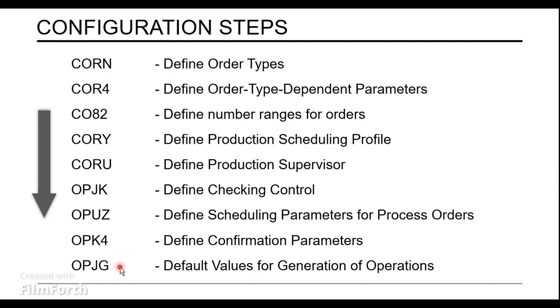And then finally, we have the defined values for generation of operations, and there we use the transaction OPJG. OPJG basically helps us to understand the creation of a predefined set of operations and its corresponding work center. So whenever you start creating a process order without the reference of any material, where we do not know what is the bill of material and what is the master recipe assigned to that material, why? Because the material itself is not used in the process order. So let's take an example of a rework scenario.